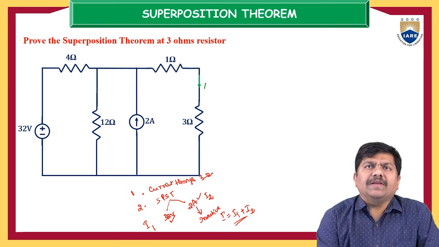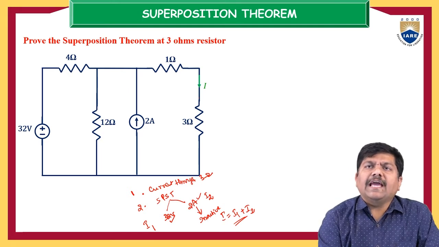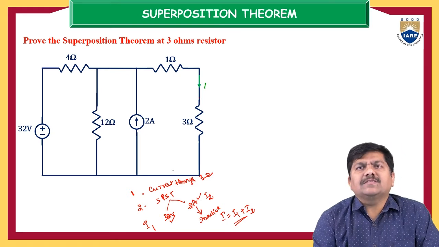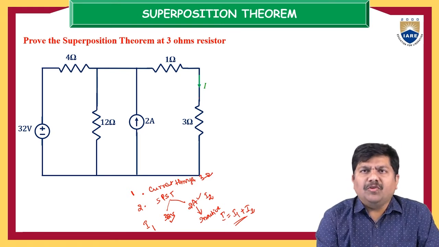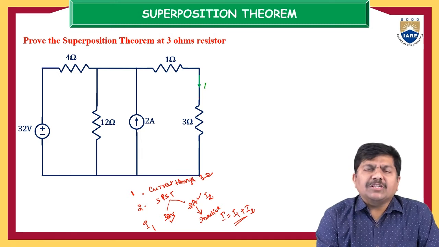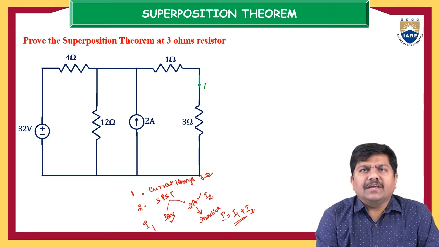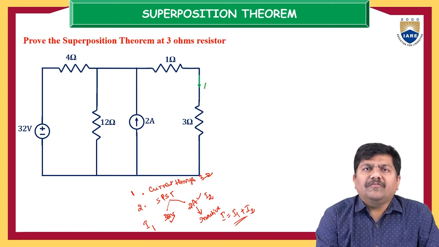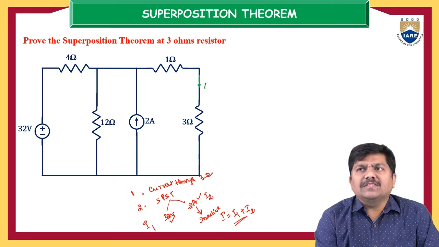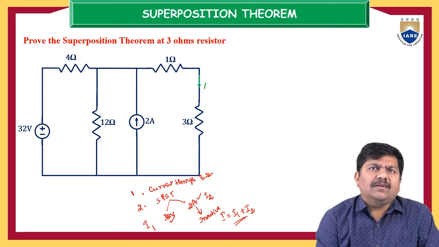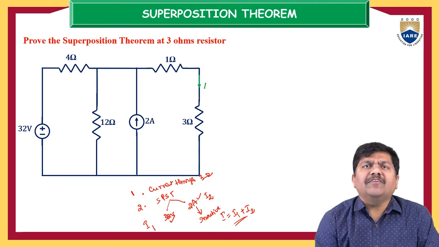So the first thing is we have to calculate the current through the 3 ohm resistor by using the basic laws. The basic laws might be Kirchhoff current law, Kirchhoff voltage law, Ohm's law, mesh analysis technique or loop analysis technique, or star to delta transformation technique, or delta to star transformation technique, or else source transformation technique, current through various elements, or voltage drop across various elements. Out of these fundamental laws, you can use any one with which you are more comfortable.